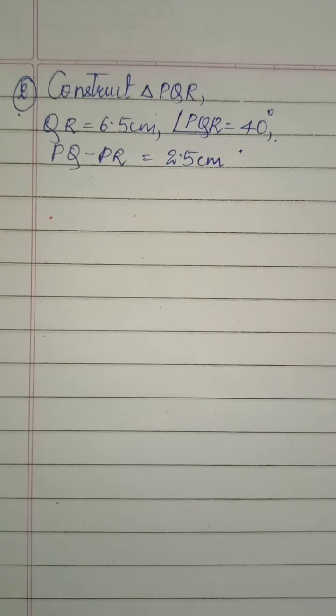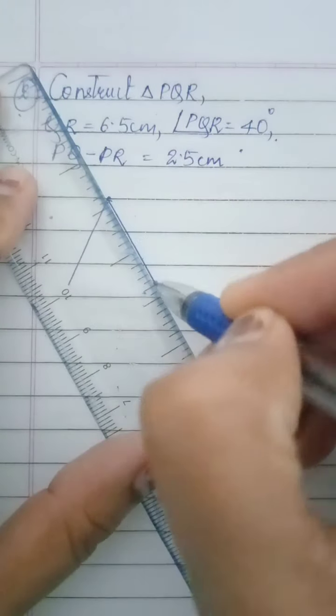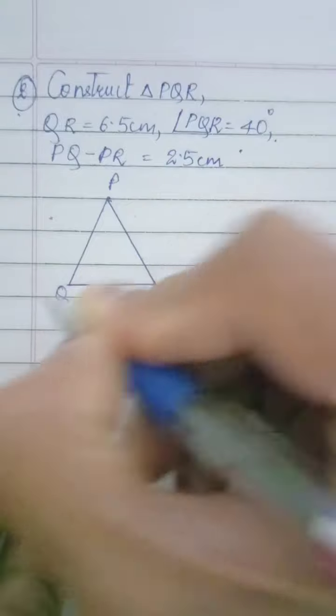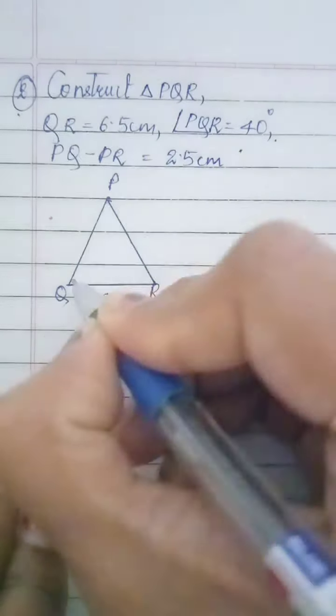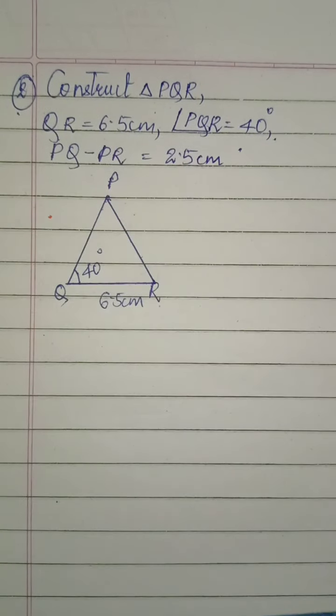Let me draw a rough figure. Now you get the figure before me. Triangle PQR. QR is 6.5 centimeter. Angle Q is given as 40 degree.